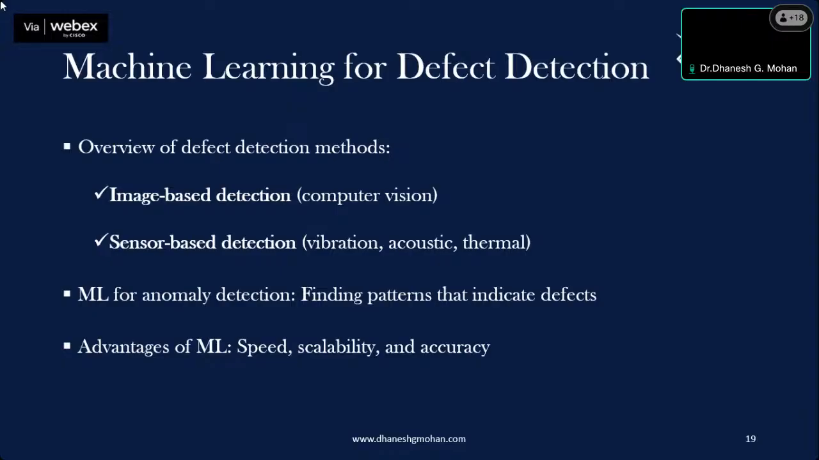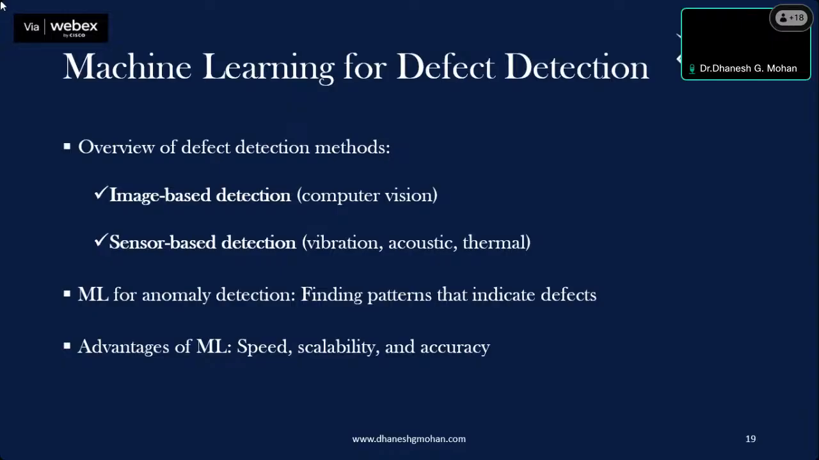Sensor-based detection. Acoustic sensors detect vibration characteristics of spatter or cracking. Thermal sensors monitor heat distribution across the build. Vibration and optical sensors provide an additional layer of monitoring. And these are sensor-based detection.